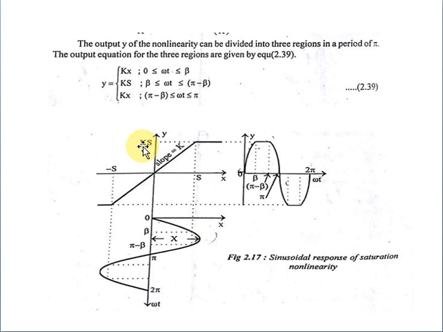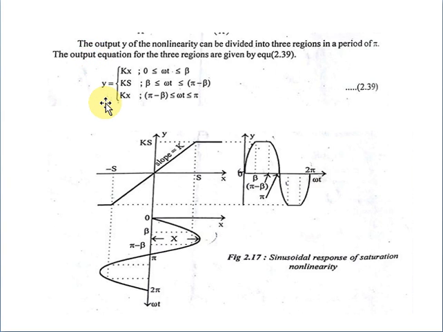And again, pi minus beta to pi, it's again k into x. That is, for 0 less than omega t less than beta, its value is kx. Beta less than omega t less than pi minus beta, it's ks. And pi minus beta less than omega t less than or equal to pi, its value is k into x. That is the range of y in this region. We need the range of y for finding the describing function.